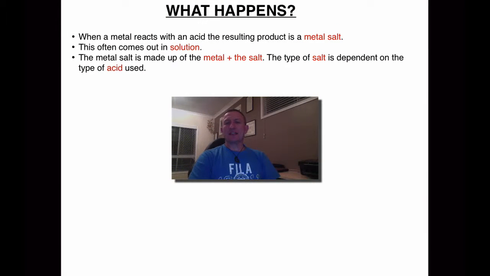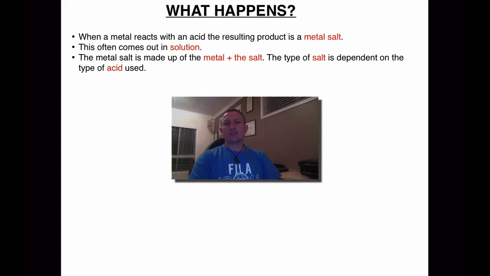Now the main thing that we need to know is that when we put a metal with an acid, the first thing that is generated is a metal salt. In most cases, because we're adding a solid metal to a liquid acid, the metal is going to dissolve and the metal salt comes out in solution.